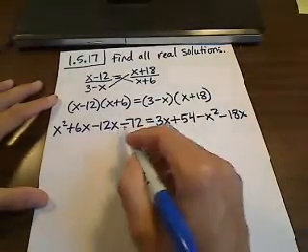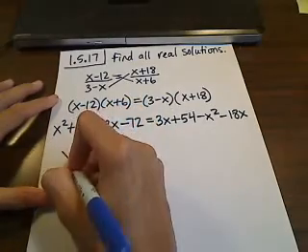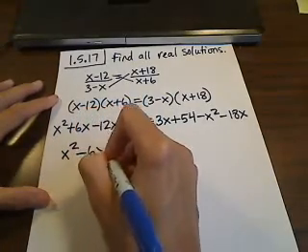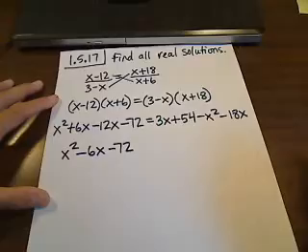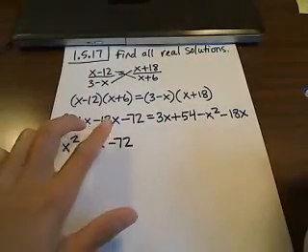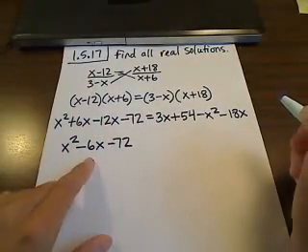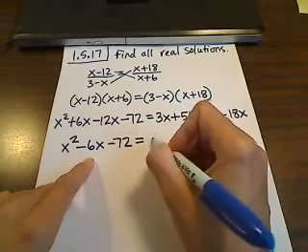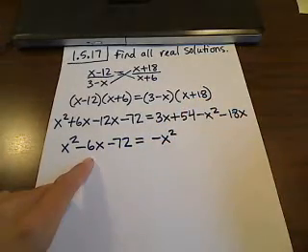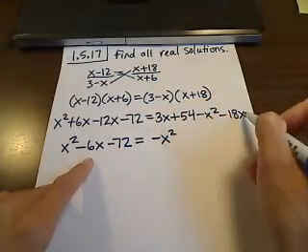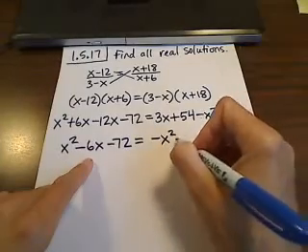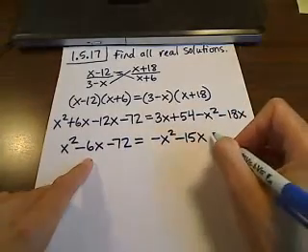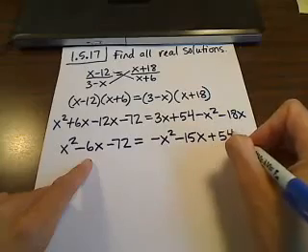Okay, let's collect like terms on both sides. We have x squared minus 6x minus 72. On this side, these two combine to give us a negative 6. On this side, I'm going to rewrite it with my x squared first, and it's negative. I've got a 3x and a negative 18x, so that'll give me negative 15x, and then plus 54.